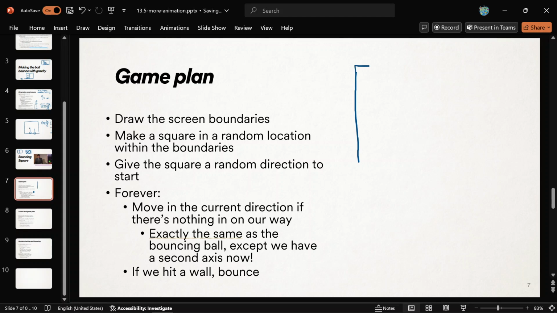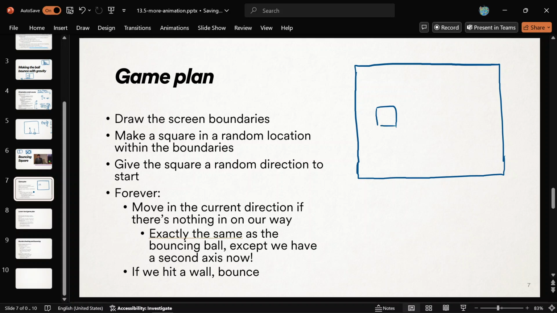I'll give you all the pieces you need, but the game plan again will be draw our little bounding square, because that's where all the scene is going to take place. We'll keep that in, right? We already have that code. We'll keep on using that. And then we're going to make a square in a random location within the bounds. So we can make the turtle the square. That's easy. That's fine.